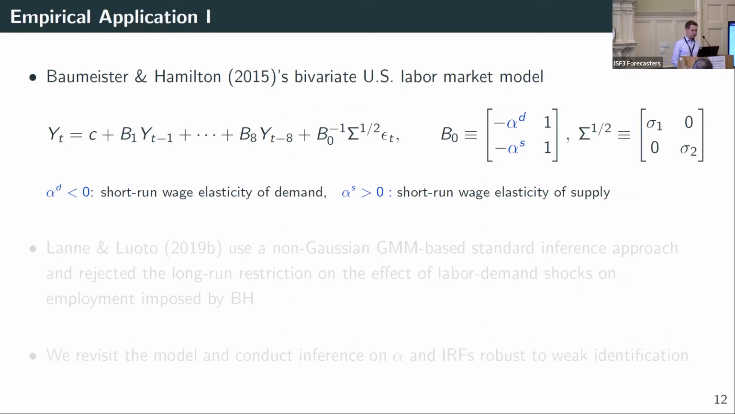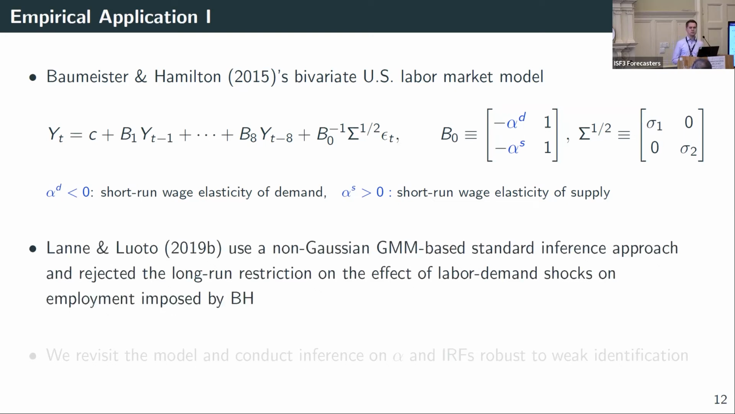Okay, so this leaves me a couple of minutes to very briefly talk about one of the empirical applications. So in the paper, we have a couple of them, but I just wanted to highlight one here, and that is the Baumeister and Hamilton bivariate US labor market example. So in this model, Baumeister and Hamilton have a structural VAR with 8 lags, where they have a supply elasticity parameter and a demand elasticity parameter, which is the alpha S and alpha D. So we treat these as the potentially weakly identified or unidentified parameters, and then all of the other variance parameters can be recovered from the data itself.